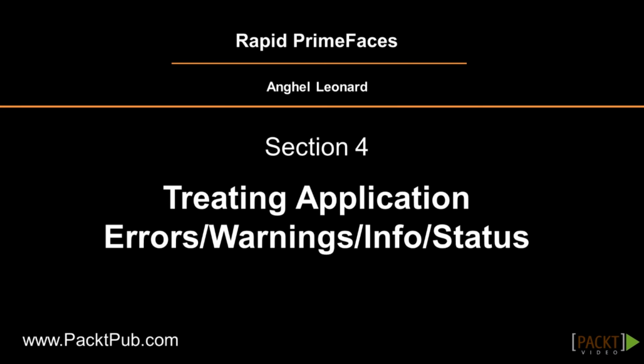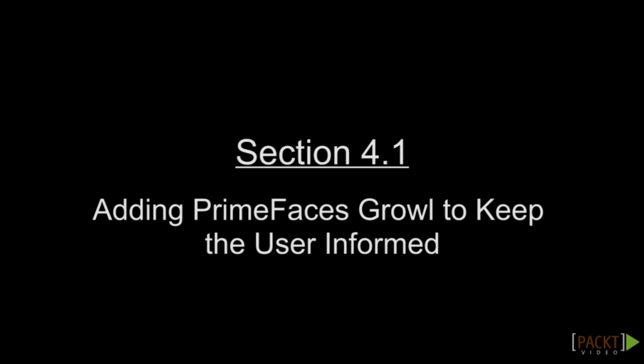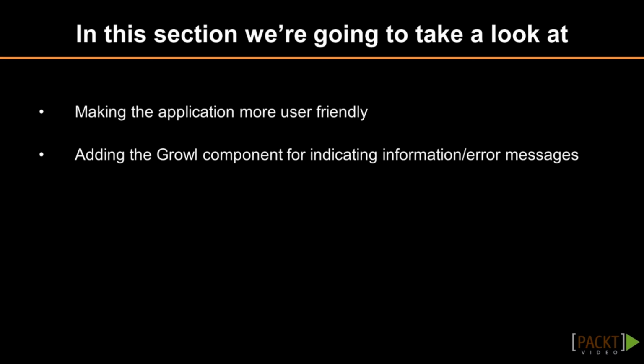Hello and welcome to the 4th and the last section of this video screencast. As you know, in section 3, we almost finished the My Gallery application. We are saying almost because we need to make our application more user-friendly by adding some info and error messages and an AJAX loading indicator. In this video, we are going to pay attention to adding the info and error messages.